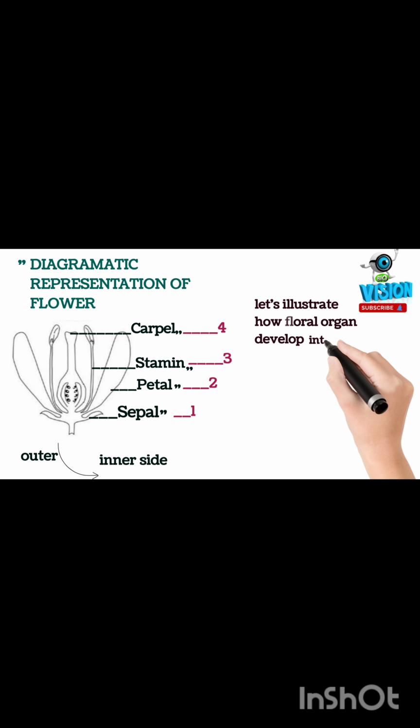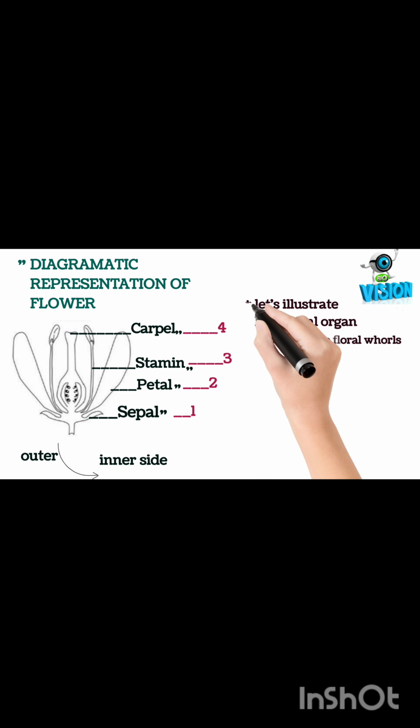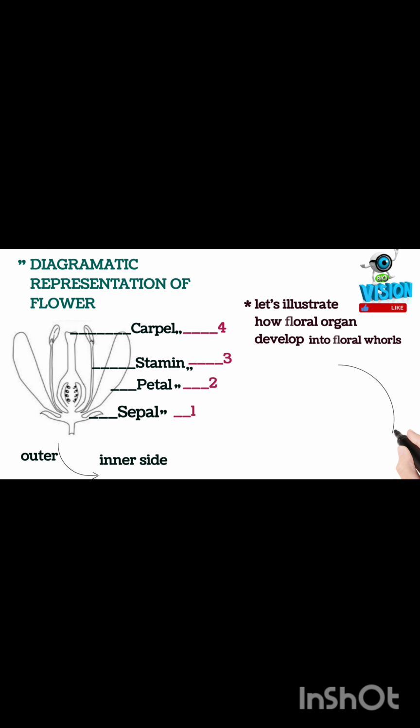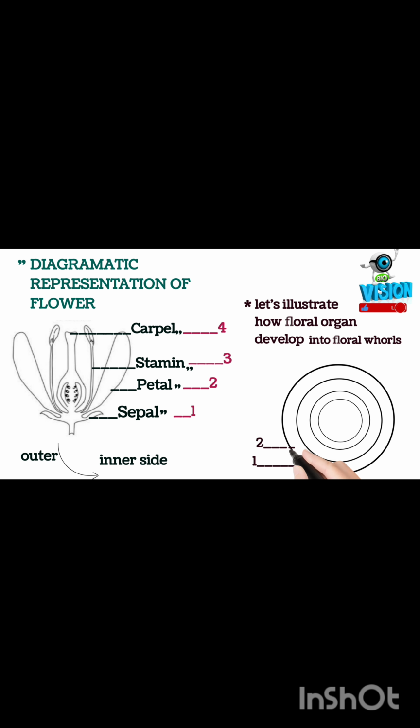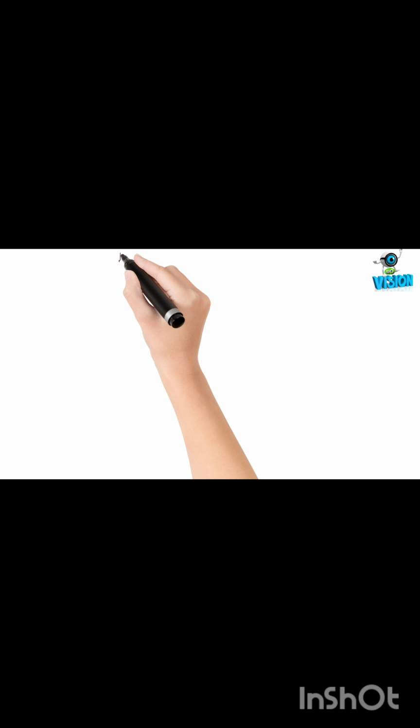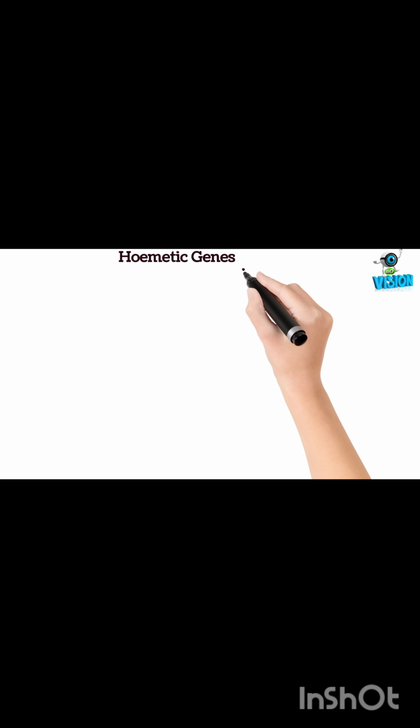Now let us illustrate how flower organs develop into flower whorls. For this purpose, I am going to show you a number of concentric rings. These rings indicate different flower whorls of the flower, as we have already discussed. For example, the outermost ring, it is number 1 ring, hope you got it, it shows sepal. Second, it shows petal. Third, it shows stamen. And last, the innermost whorl, it shows carpel. Just remember these symbols. Now let me write it here, types and working of homeotic genes in a detailed manner.